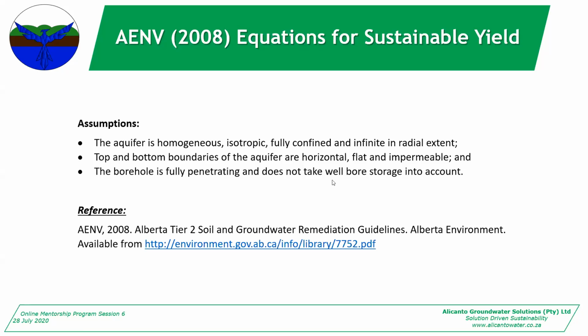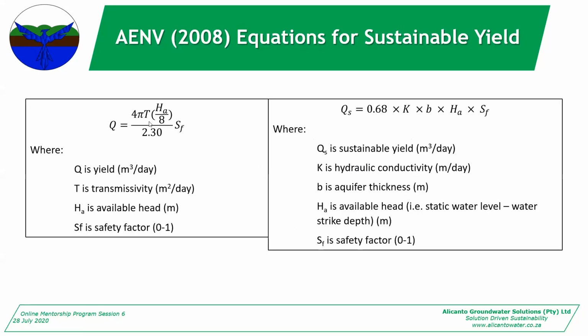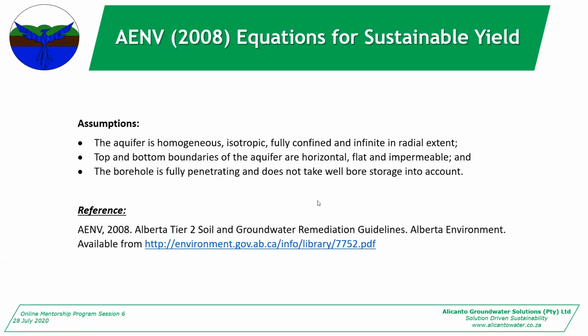These are similar to your Cooper-Jacob assumptions that we did last week. And you can see the 4 pi T is coming out of Cooper-Jacob, your T available head. So they're very similar equations. But here is the PDF. I recommend you download it and have a read through it. But this is a quick way to get your sustainable yield.